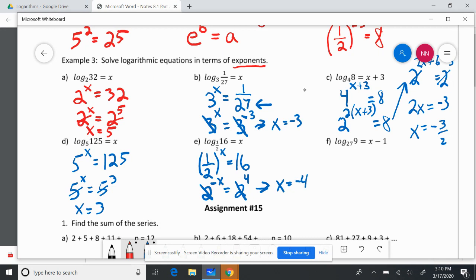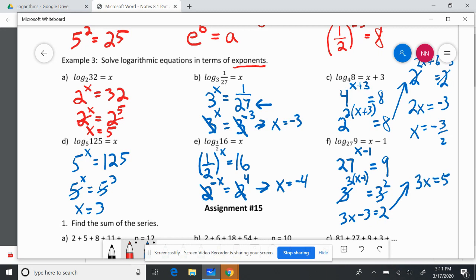Looking at letter F, our base number is 27. We're raising it to the x minus 1, and that's equal to 9. What we need is a common base. Our common base is 3, so 3 to the third gives us 27. And 9 is 3 squared. 3's cancel. We get 3x minus 3 equals 2. So what I'm going to do next is add the 3. I get 3x equals 5. I divide it by 3, so x is equal to 5/3.